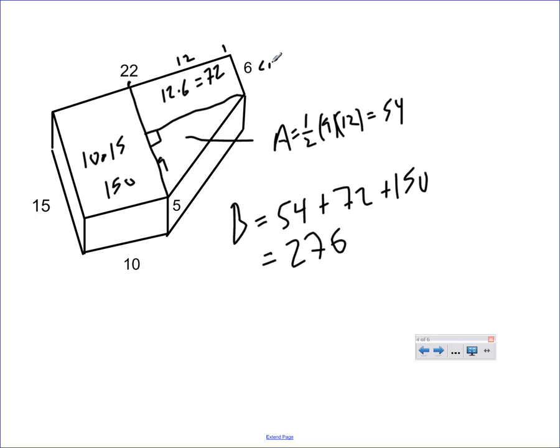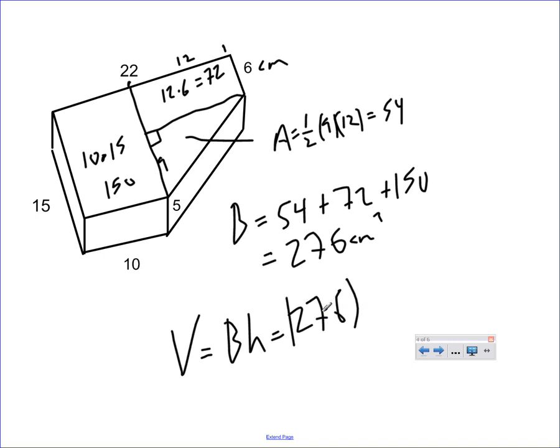Let's call everything centimeters. So square centimeters is area. If I want to do the volume, volume is the area of the base times the thickness or the height, or whatever you want to call it. In this case, 276 is the area of the base. And then my height, the thickness of the object, is 5. So I just got to figure out what 276 times 5 is. Let's go up here. No need to break out a calculator for this.